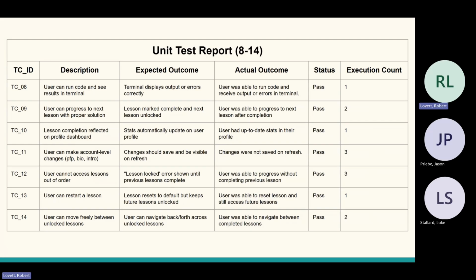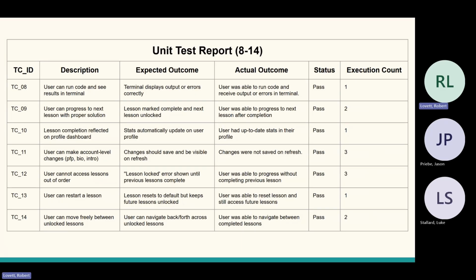For 12, again, one of our major bugs, users shouldn't be able to access the lessons out of order. Like we said, at first if they weren't signed in, they could access all the lessons regardless of whether or not they had completed them. After the second test, they weren't able to progress further, but they weren't able to progress past the lesson even if they had passed it, because there was something wrong with the button, I think. But on our third attempt running this test, we were able to pass it successfully.